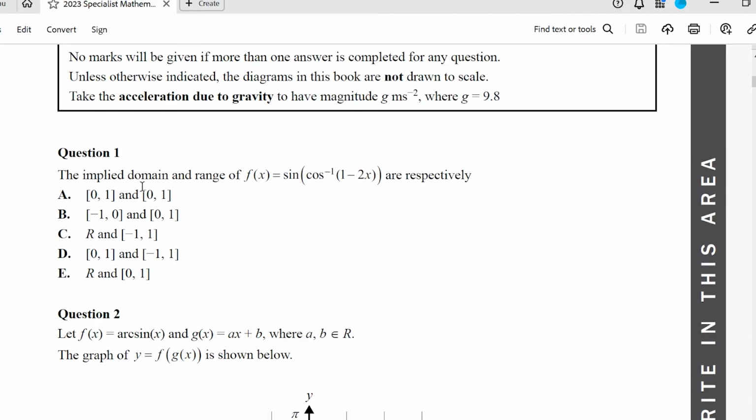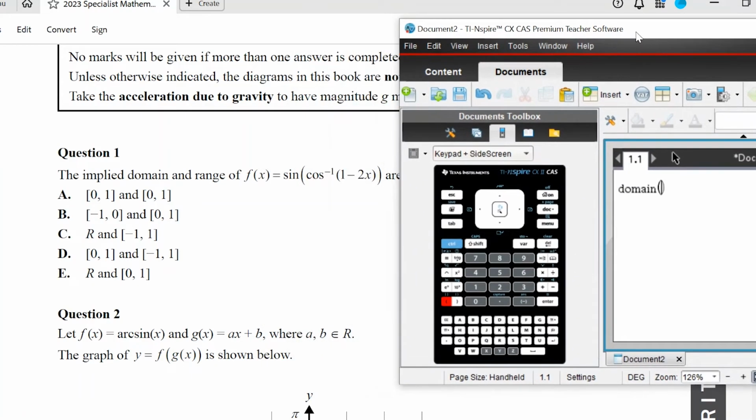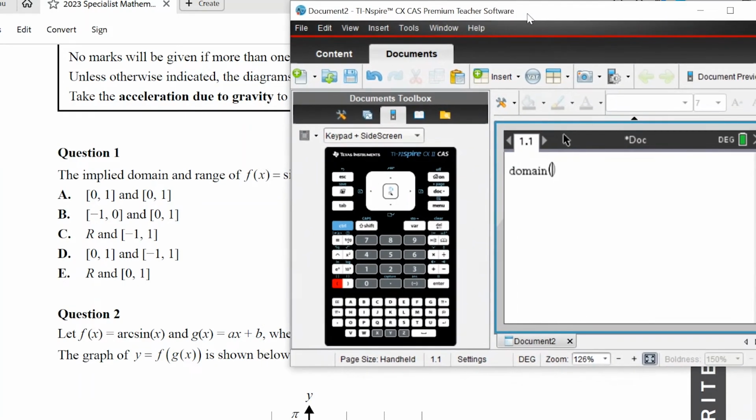The implied domain and range of this function, sine of inverse cos of 1 minus 2x. This is a good one for the TI-nspire because we have the domain function. So the domain for inverse cos of 1 minus 2x, and then we want to do the sine of that. I think we need the comma x in there. It is 0 to 1. So then we're automatically down to options A and D. Then we need to work out, does this function go from 0 to 1 or negative 1 to 1?